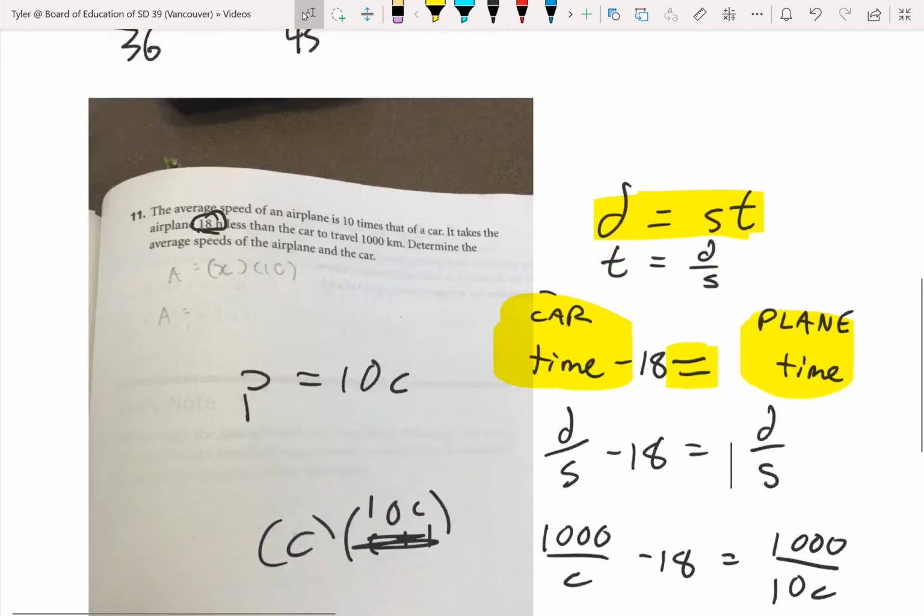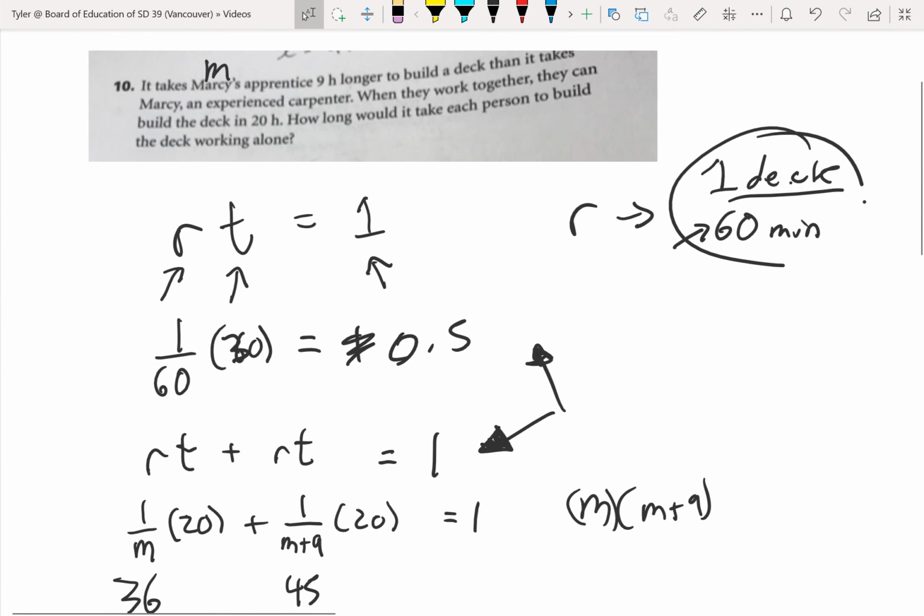For the other one, same basic idea. We started with a base formula that makes logical sense. And if you just remember this, it makes it a lot easier. And then again, set up some kind of equation using the information they gave us. In this case, there were two people, so we had to add them together. And that's it.